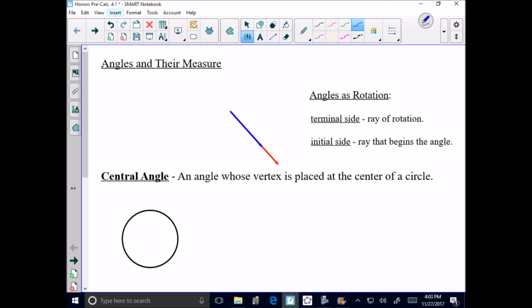Now when we talk about trig functions, we say that trig functions evaluate as inputs angles or rotations. And so what we're going to do in this lesson is basically get a baseline for how we want to think about angles as the inputs for trig functions.